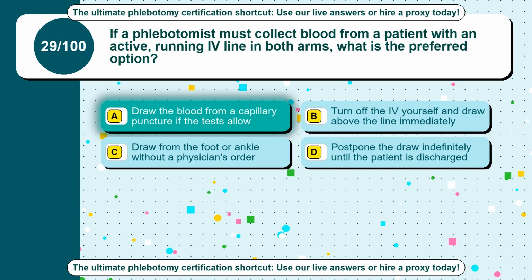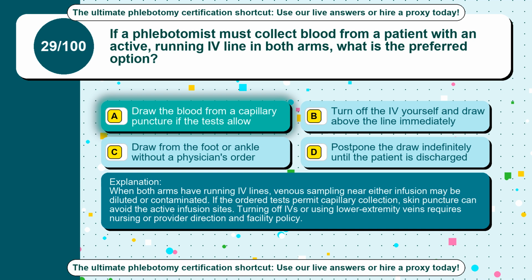The correct answer is option A, draw the blood from a capillary puncture if the tests allow. When both arms have running IV lines, venous sampling near either infusion may be diluted or contaminated. If the ordered tests permit capillary collection, skin puncture can avoid the active infusion sites. Turning off flow or using lower extremity veins requires nursing or provider direction and facility policy.